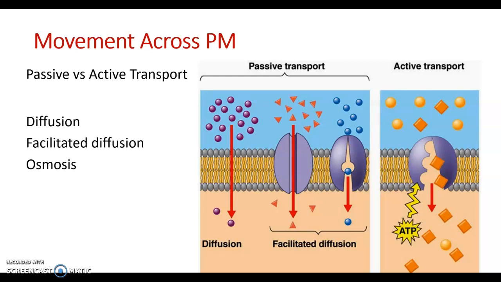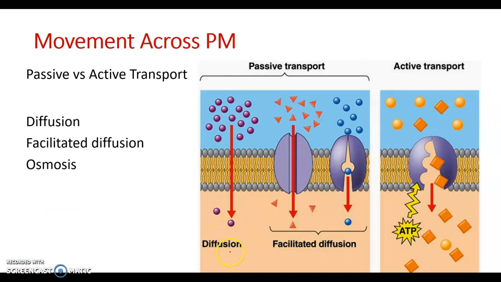The first and most simple example is called simple diffusion. In our image here, it's just called diffusion, but I want to make sure that it's called simple diffusion because that's going to be very different from facilitated diffusion. Simple diffusion is the random movement of substances from an area of higher concentration to an area of lower concentration. So if you have a high concentration of a substance on the outside of the cell, like this example, it's going to naturally flow by simple diffusion towards the inside of the cell.